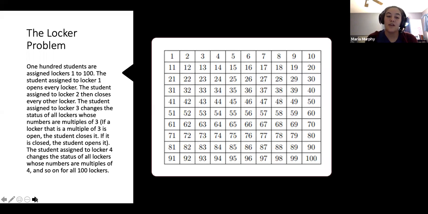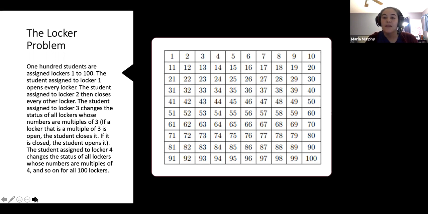So that means if a locker that is a multiple of 3 is open, the student closes it. And same thing, this is going to keep going from the 4th person to the 5th person and so on. But remember, when you do this problem, I'll give you guys a little bit of time to actually work this out and see if you can come up with which lockers are open. I think the question is asking for the open ones, right?